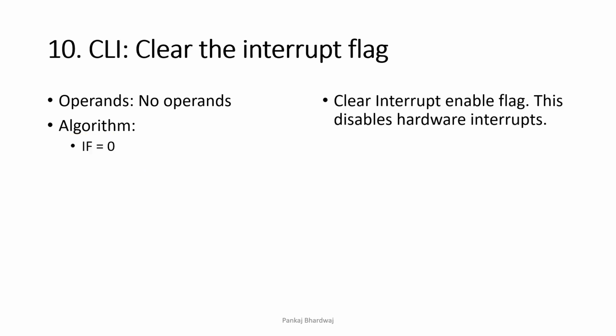Next is CLI. CLI is clear the interrupt flag. Again, the interrupt flag is also a control flag. So it simply clears the interrupt flag to 0. Now clearing the interrupt flag means that it disables the hardware interrupt. If we clear the interrupt flag, IF will become 0, then it disables the hardware interrupts. We have hardware interrupts, that is NMI and INTR. So the INTR pin cannot be read because the interrupt flag is disabled. Clear?